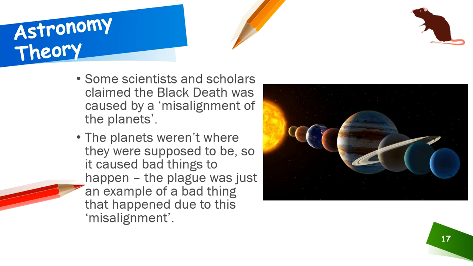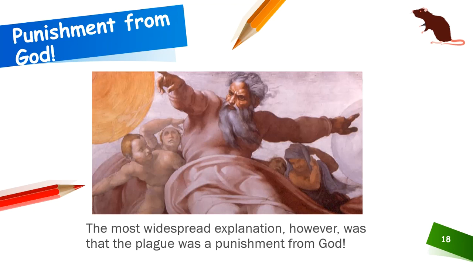Astronomy theory. Some scientists and scholars claim the Black Death was caused by a misalignment of the planets. The planets weren't where they were supposed to be, so it caused bad things to happen. The plague was just an example of a bad thing that happened due to this misalignment. Punishment from God. The most widespread explanation, however, was that the plague was a punishment from God.